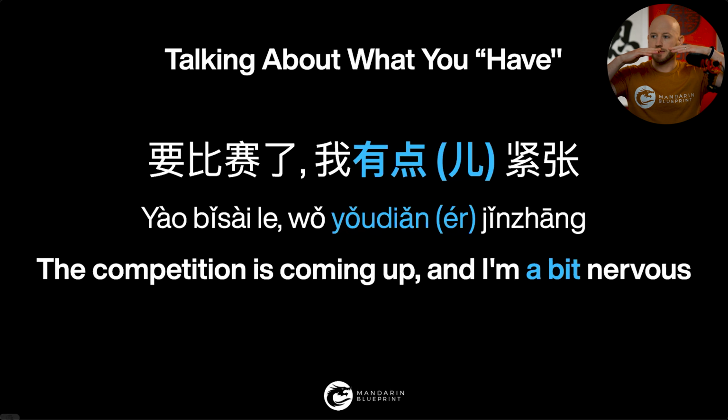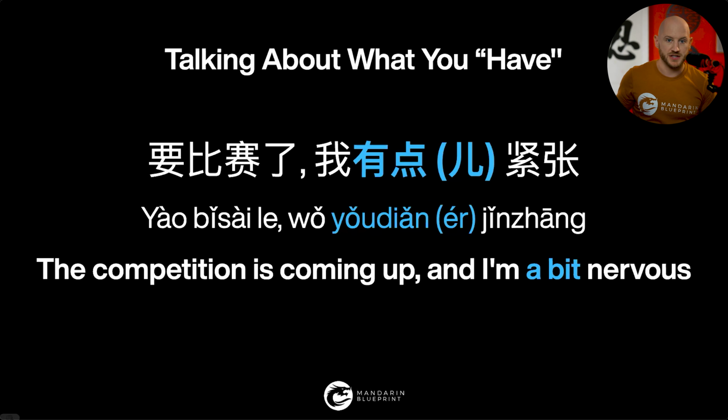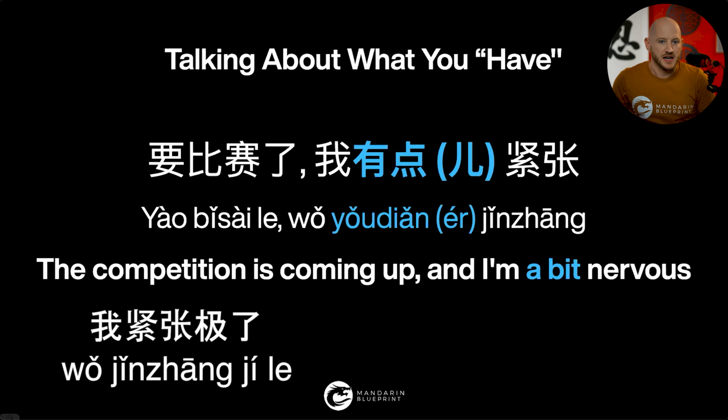Now we have 3 degrees up from not nervous. 4 degrees up would be something like, there's many you could say, but 特别紧张, that would mean I'm especially nervous. I'm extremely nervous. And you could even say 我紧张极了, which would mean that's probably the top level. That's like, I can't even, I'm falling out of my skin. I'm so nervous type of thing.